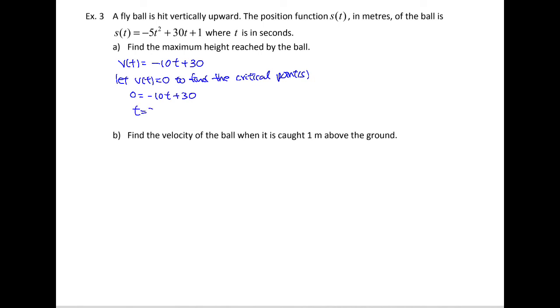So t equals 3. Next, we have to identify whether this critical point is a maximum or minimum. So at t equals 3, we use the velocity time function, which is the first derivative. On the right-hand side of the 3, this is negative. On the left-hand side of the 3, this is positive. That means the original function on the left of the 3 is increasing, on the right of the 3 is decreasing. So we can see this is a local maximum.